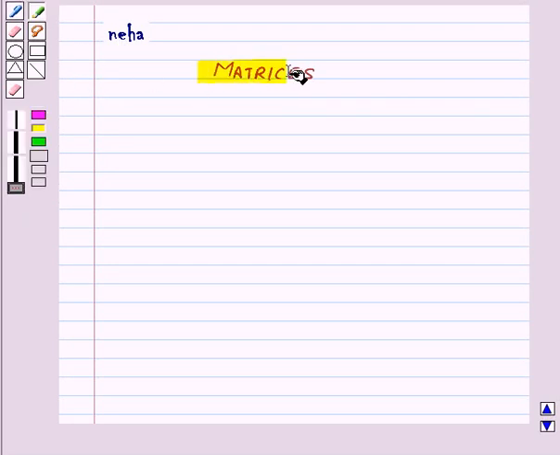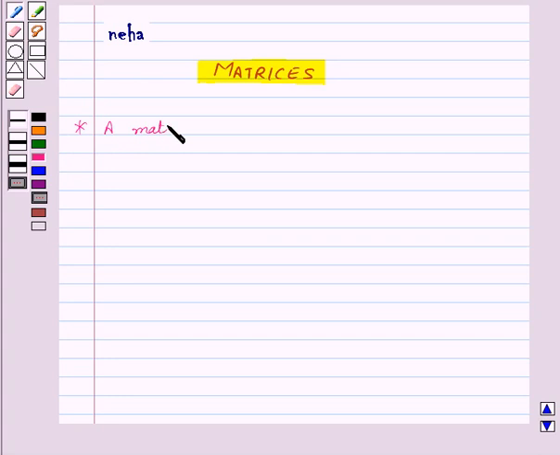Today we will learn about matrices. First of all, let us see what is a matrix. A matrix is an ordered rectangular array of numbers or functions.